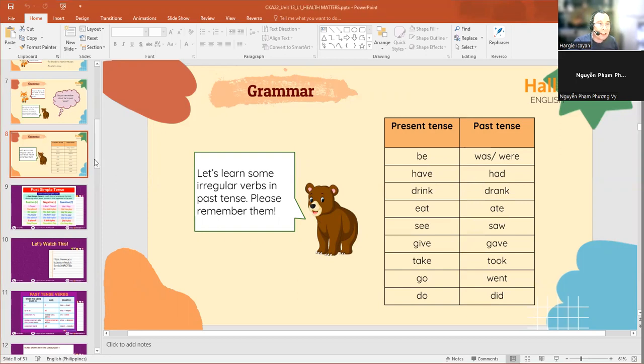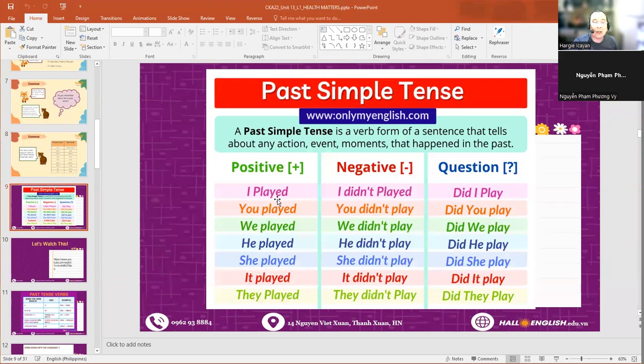Okay, now let's go to the next slide. Now, this one is under the simple past tense again. And remember, under the simple past tense, we have the so-called positive, negative, and question form. Okay? Now, let's go back, V, to our regular verbs. I hope you can still remember the regular verbs that we have.